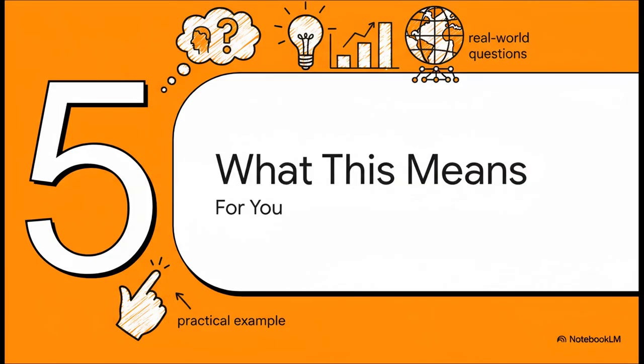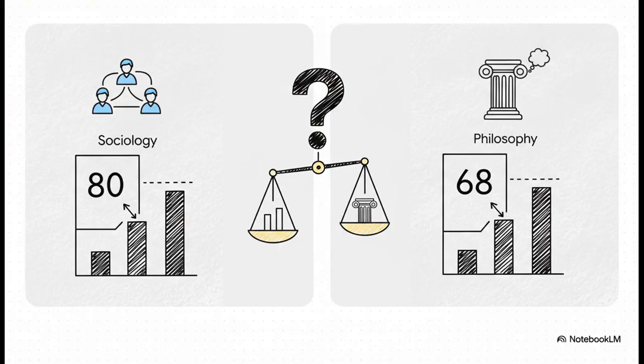Okay, that's awesome for computers, but what about us? How does this actually help us answer questions in our own lives? Let's bring this home with a really practical example. Okay, imagine this scenario. You took 2 final exams. You got an 80 in sociology and a 68 in philosophy.